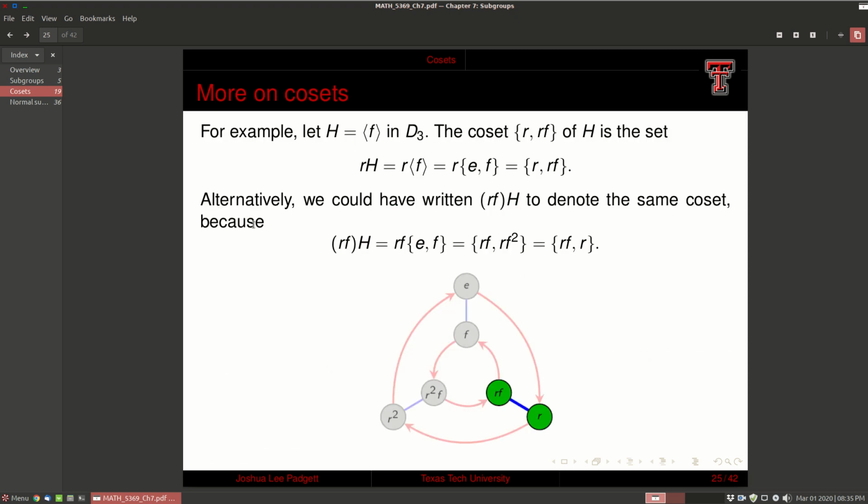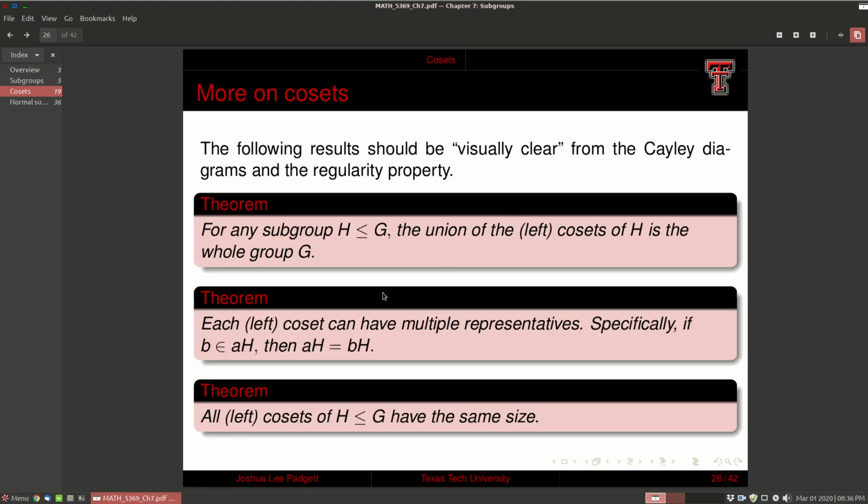Okay, so this is how I can construct a coset starting with the subgroup generated by F. So I have RH, which is a coset, and hopefully similarly you see that R squared H is also a coset. All right, so my 3 cosets are H, RH, and R squared H. All right, now the following results should be visually clear. I'm not proving them, but hopefully you could. For any subgroup H, the union of all the left cosets of H is the whole group. So this once again goes back to the idea that the cosets corresponding to a subgroup partition the whole group.